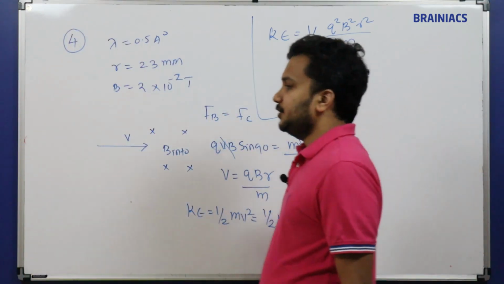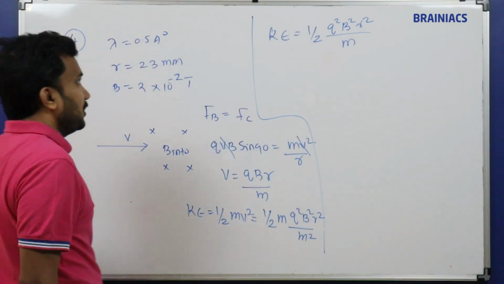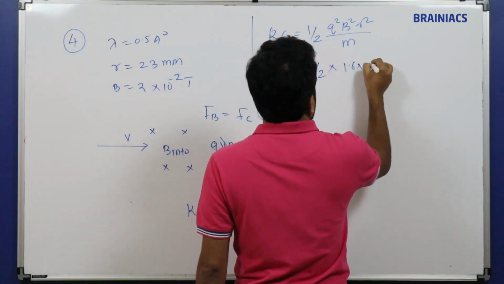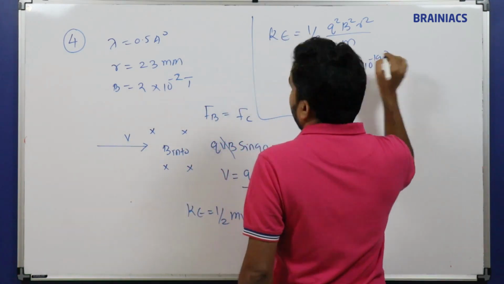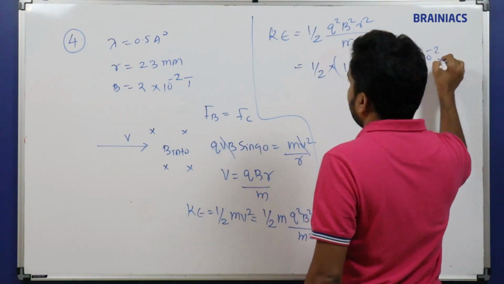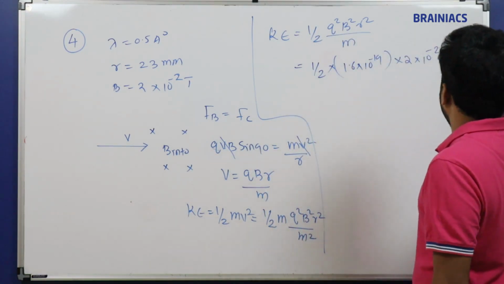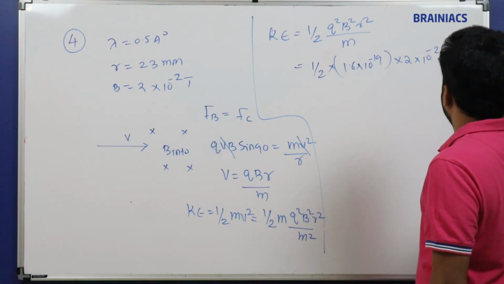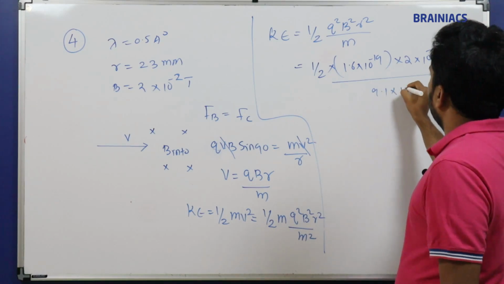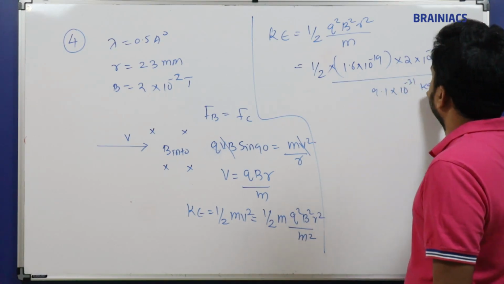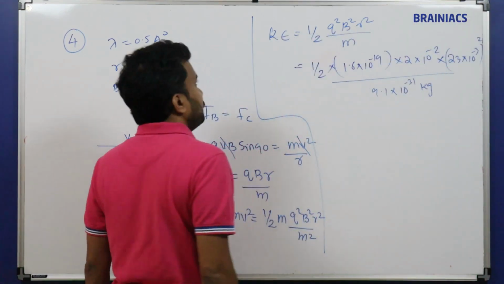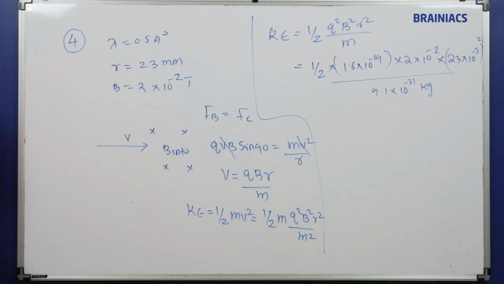Okay. So we'll substitute the values which are given for this electron. 1 by 2 into 1.6 into 10 power of minus 19 coulomb. Magnetic field which is given 2 into 10 power of minus 2 Tesla. Radius is 23 millimeter, 23 into 10 power minus 3, the whole square, converting millimeter. 9.1 into 10 power minus 31 kilogram, it's the mass of the electron. So once we substitute, we'll get the value of the kinetic energy.